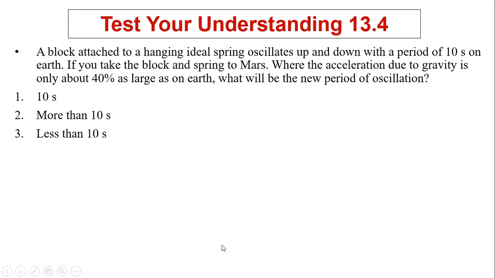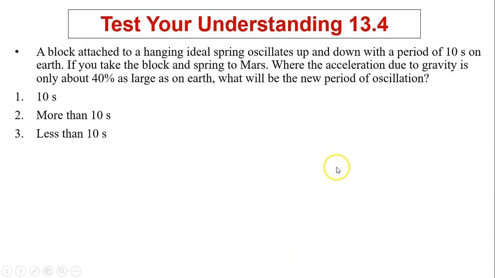Now let's test your understanding. A block attached to a hanging ideal spring oscillates up and down with a period of 10 seconds on Earth. If you take the block and the spring to Mars, where the acceleration due to gravity is only about 40% as large as on Earth, what will be the new period of oscillation?